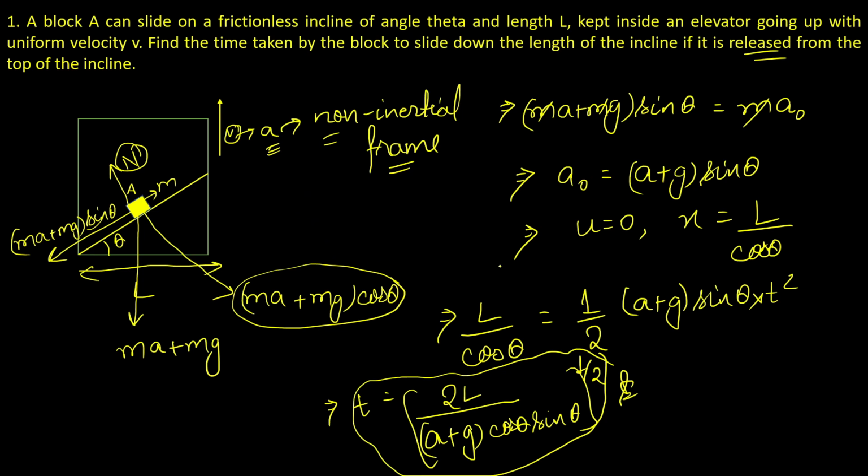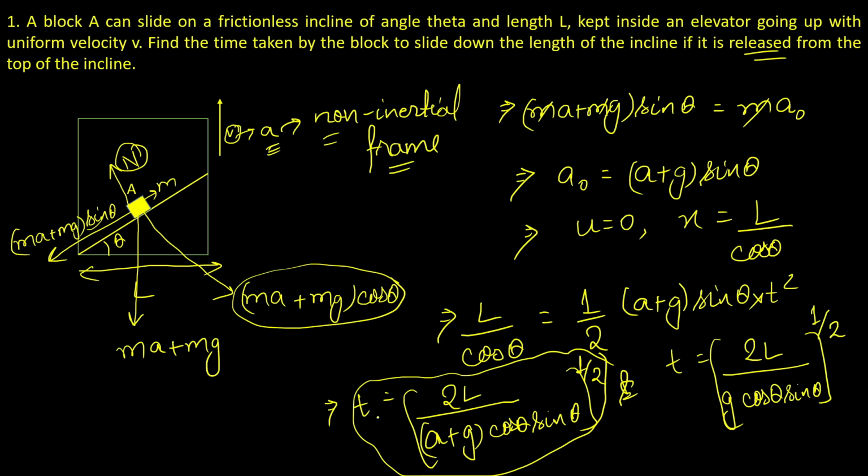This is nothing but our answer to this question when the lift is accelerating upward. And when the lift was having a uniform velocity in the vertical direction, then our time was (2L upon g cos theta sine theta) to the power half, this one.